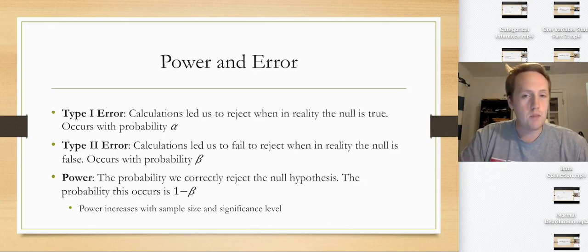The way we increase power, because we like power, right? We want to correctly reject. Power increases with sample size and significance level.